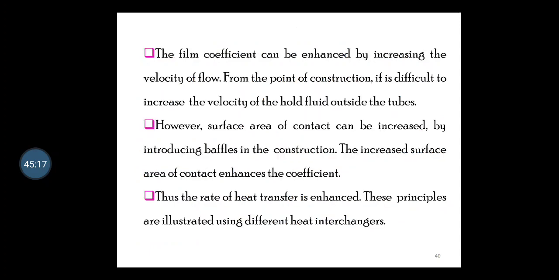So the film coefficient can be enhanced by increasing the velocity of flow from the point of construction. It is difficult to increase the velocity of the whole fluid outside the tubes. However, the surface area of contact can be increased by introducing baffles in the construction. The increased surface area of contact enhances the coefficient. Thus, the rate of heat transfer is enhanced. This principle is illustrated using different heat interchangers, so we will discuss them one by one.